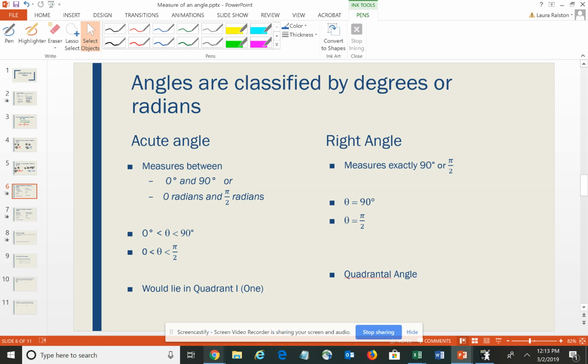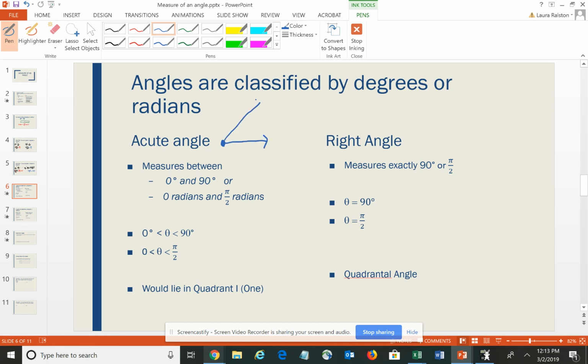But first, I want to review something that hopefully you learned from your geometry days. We do classify or group angles based on their measurement in degrees or radians. Hopefully you're aware of an acute angle. An acute angle measures between 0 and 90 degrees, or 0 and pi halves, and I've given it to you in words as well as the mathematical symbols. And that particular angle, if you were drawing it in the standard position, would lie in quadrant 1.